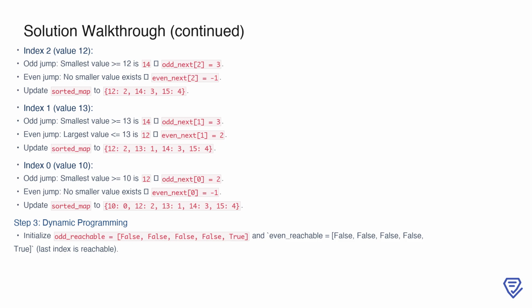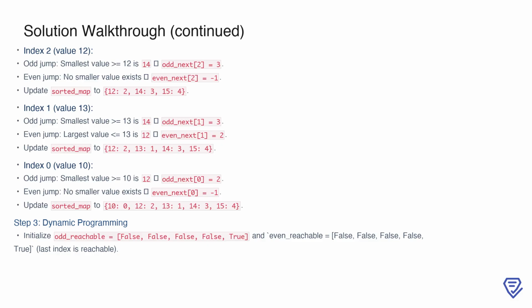Finally, at index 0, the value is 10. The smallest value greater than or equal to 10 is 12, corresponding to index 2, so odd_next[0] equals 2. For an even jump, there's no smaller value than 10, so even_next[0] remains -1. After updating sorted_map with 10, it becomes 10, 0, 12, 2, 13, 1, 14, 3, 15, 4.